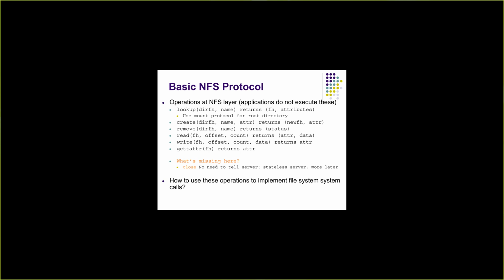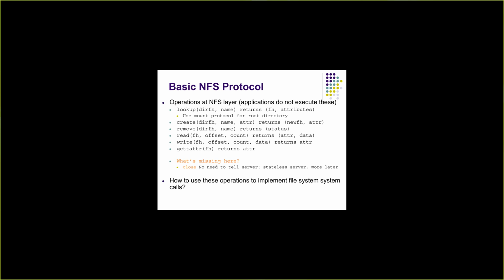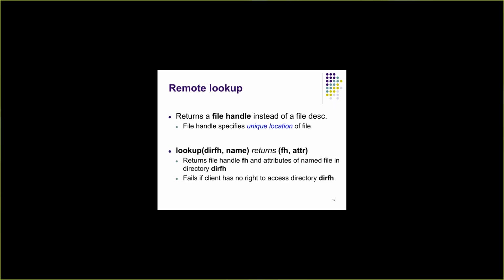Now, how can we use these operations on the client side to implement a file system, to expose a regular file system to the user? So here, let's look at the first function, lookup, right? So lookup returns the file handle instead of a file descriptor. And the file handle actually specifies the unique location of the file, which is interpreted by the server.